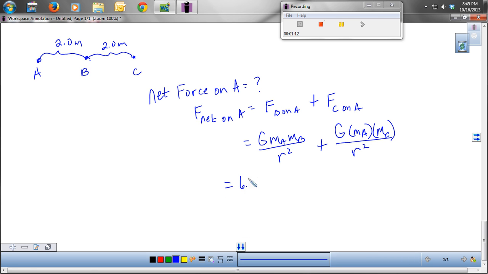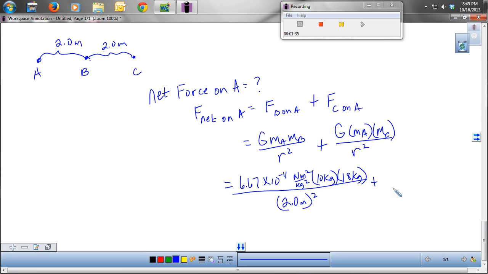Well, I have 6.67 times 10 to the minus 11 newton meter squared over kilogram squared. Units on every number, please. Mass of A was given to me as 10 kilograms. Mass of B was 18 kilograms. And they're separated by 2 meters, and I need to make sure that I square that.